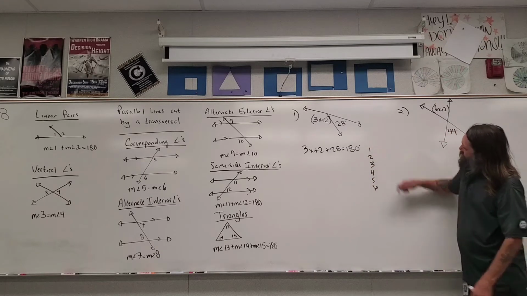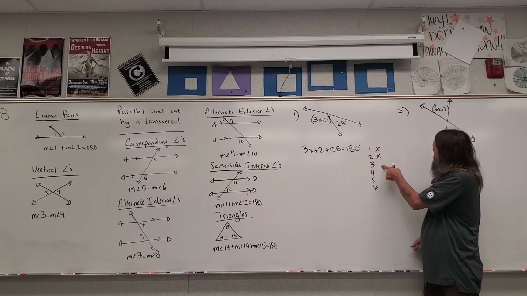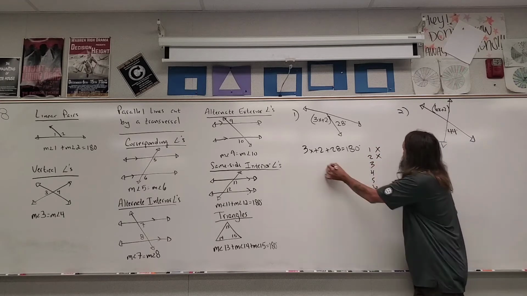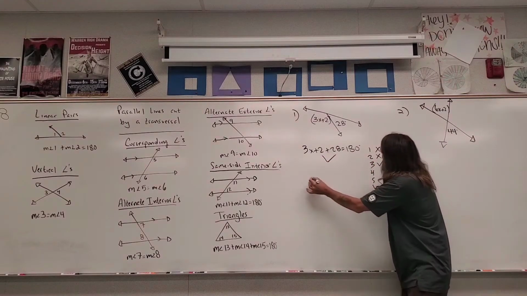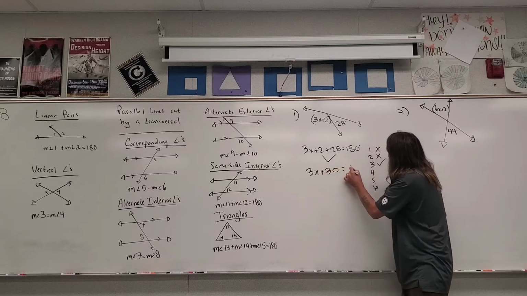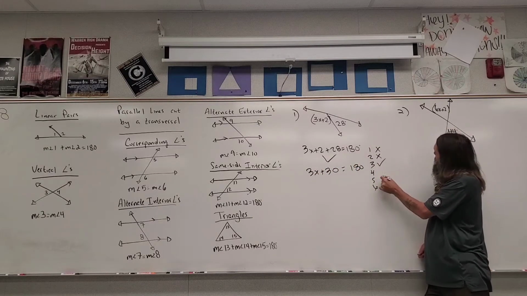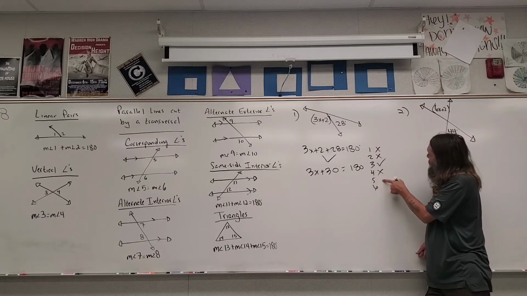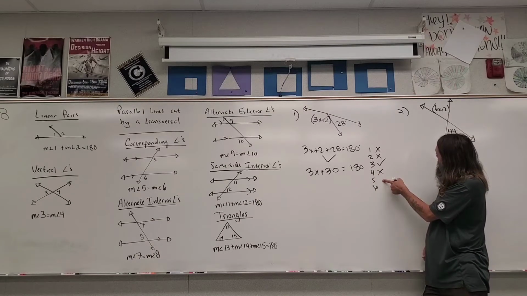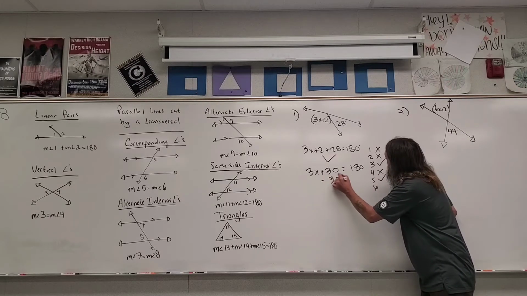Can I eliminate a fraction? No, I cannot. Can I distribute? No, I cannot. Can I combine like terms on each side of the equal sign? Yes, I can. So now we get 3x plus 30 equals 180 degrees. Are all my x's on one side? Yes, so I don't need to do step 4. Can I add or subtract away a number from the variable side of the equation? Yes, I can. I can subtract the 30 from both sides.